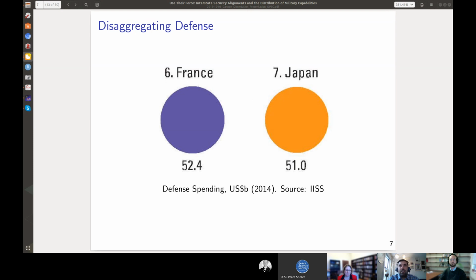So to start with, disaggregating defense. If we take measures that are commonly used by scholars of IR, like military spending, France and Japan in 2014 are identical. They both spend about $50 billion on defense. And yet you don't need to be a defense specialist to know that France and Japan's militaries are not at all similar. They're spending this money in very different ways. They have different military capacities, they have different defense needs. And so when we black box military defense as just the aggregate amount of spending, we're losing out on a lot of variation in what this money is going towards.